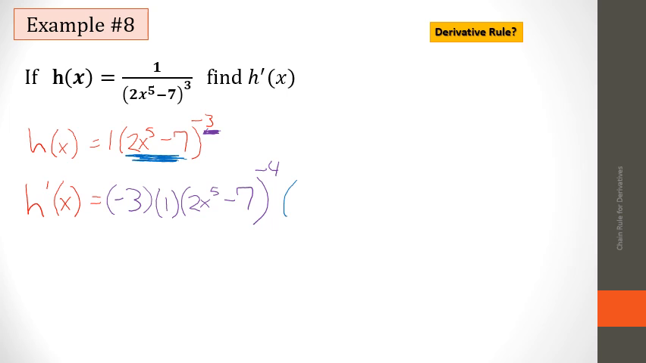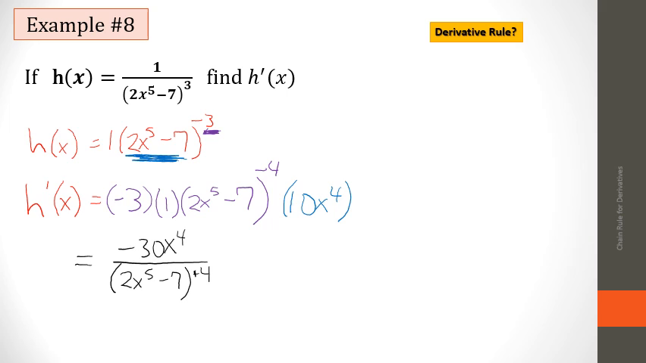and the derivative of 2x to the 5th is 10x to the 4th. If we then simplify this mess, we're going to get -3 times 1 times 10, so -30 x to the 4th over 2x to the 5th minus 7 to the -4. Oh, sorry, +4. It's interesting to note here that this would not have been this easy if you had done the quotient rule. Now, for this one, it would have been kind of as easy, but in general, definitely want to change it to just chain rule and not quotient and chain.